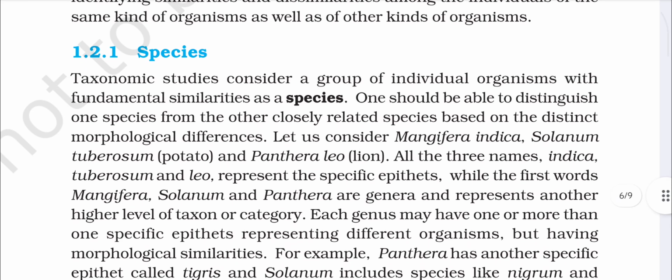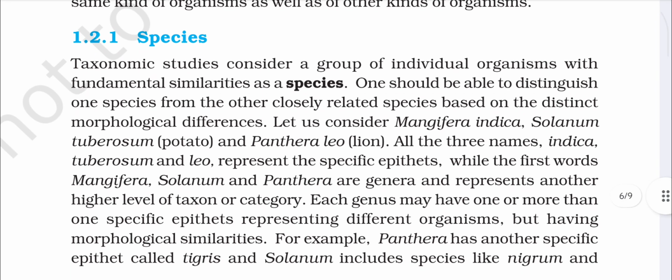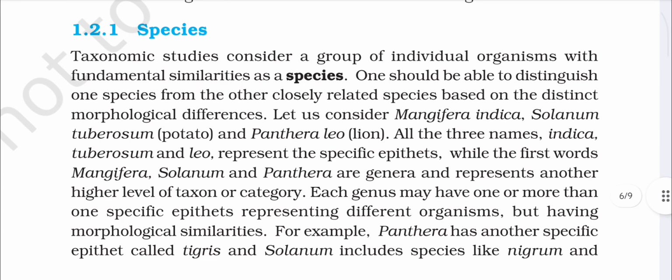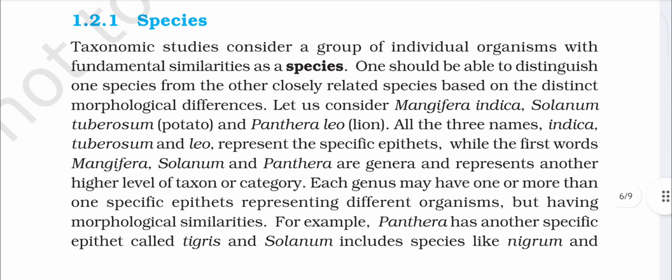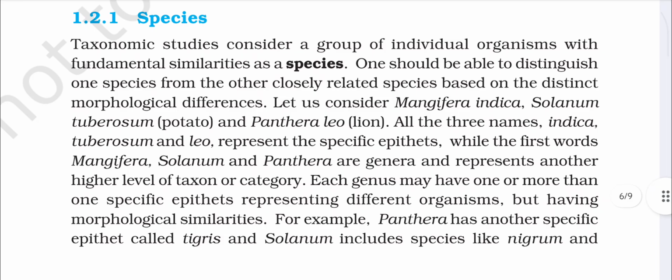Let us consider Mangifera indica, Solanum tuberosum, that is potato, and Panthera leo, lion. All the three names indica, tuberosum, and leo represent the specific epithets, while the first words Mangifera, Solanum, and Panthera are genera and represent another higher level of taxon or category. A genus may have one or more than one specific epithet representing different organisms but having morphological similarities.